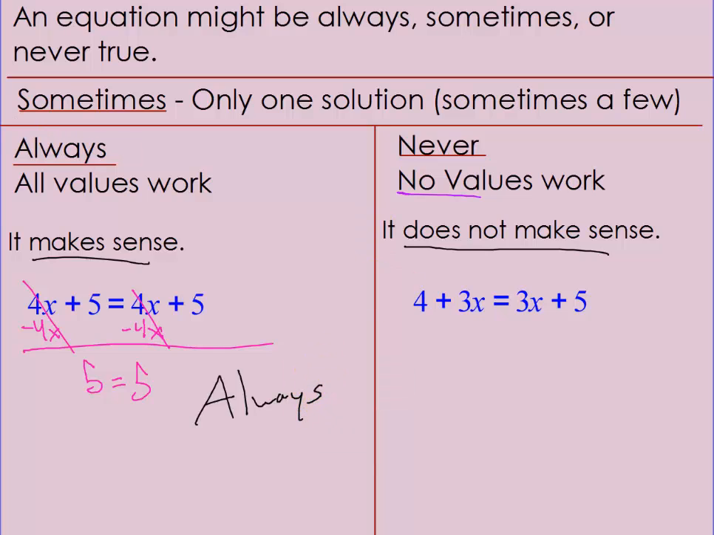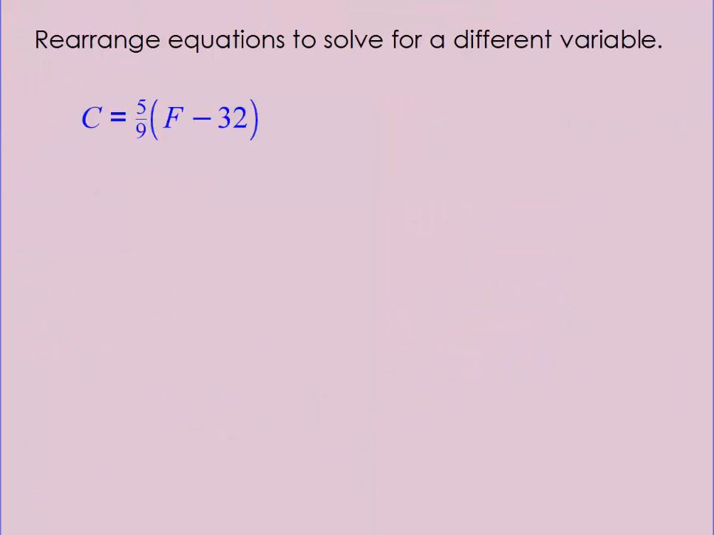Now going to the never side, it doesn't make sense because I have x's on both sides. If I subtract 3x on both sides, those x's are going to cancel. I'm left with 4 equals 5. Just 4 doesn't equal 5. So this does not make sense, and this is going to be never. So that's what I mean. Whenever you simplify and the variables go away, if a number equals that same number, that's always. If the number equals a different number, that's never, because that's just not true.